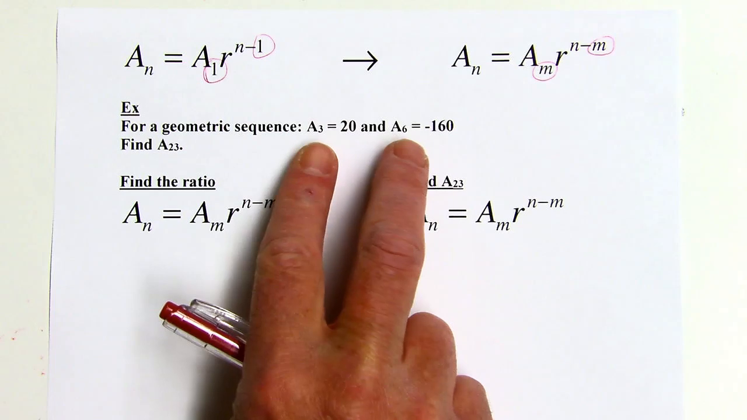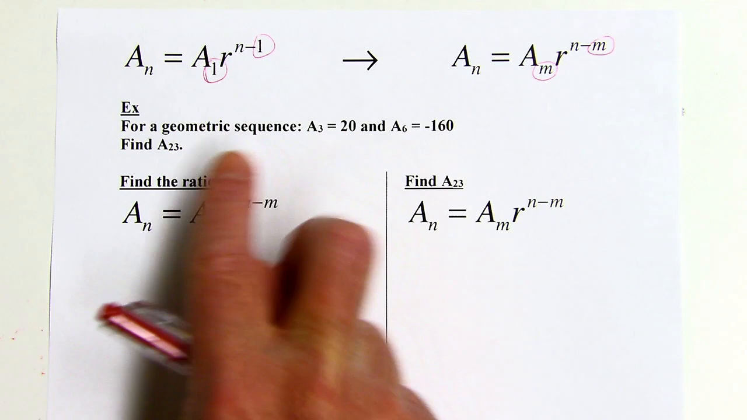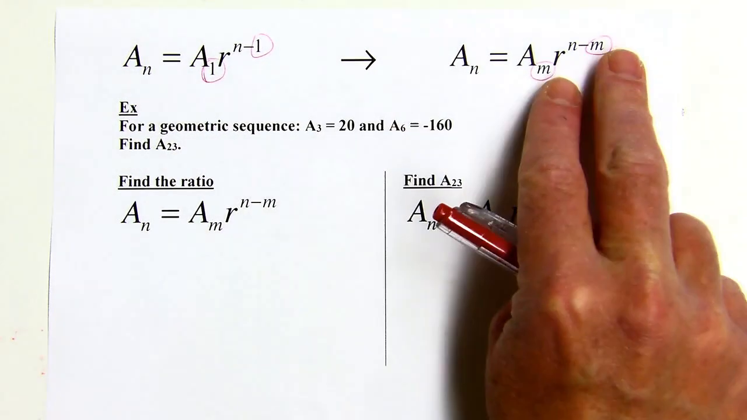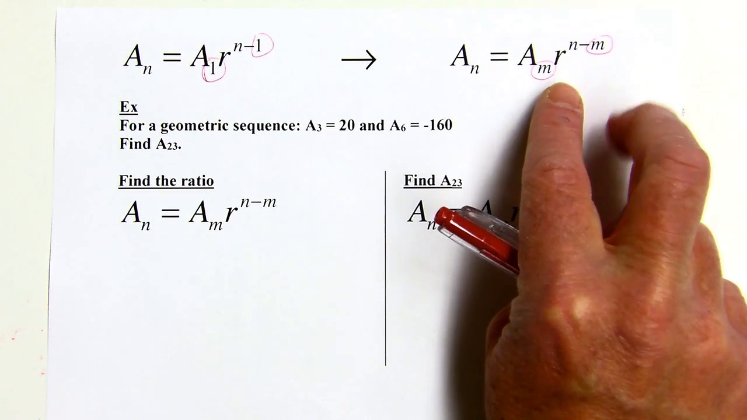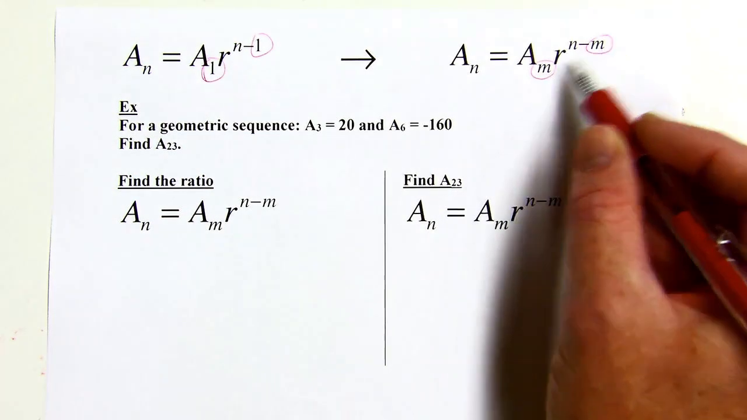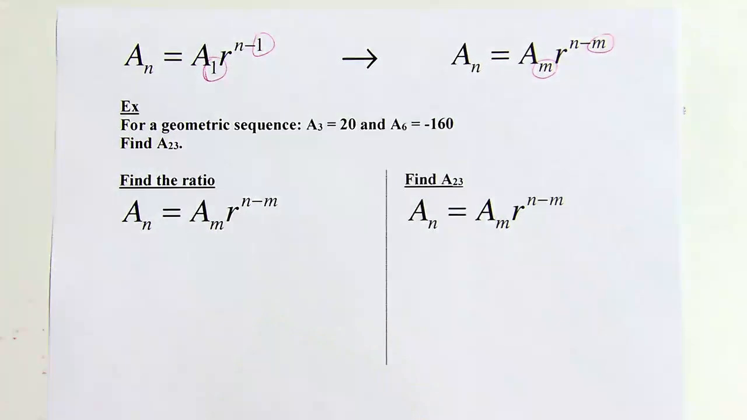In this example that we're about to do, we have the third and the sixth terms. We don't know the first term, and we're trying to find the 23rd term. So in that case, it might be more useful to use this modified version of the geometric specific term formula, where I have m's here instead of ones, and that means I can use any term in this position. Okay, so let's try it out here.